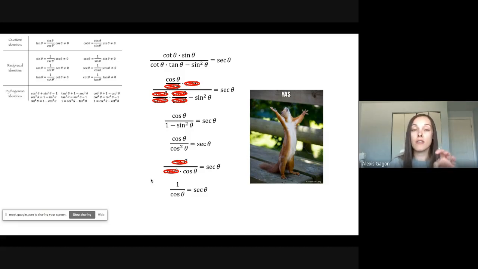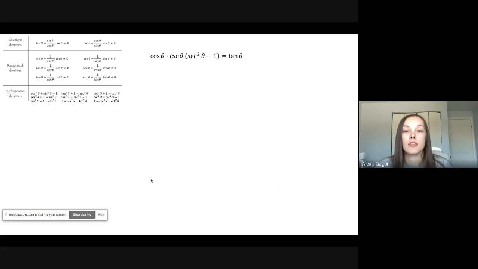I'm going to do 3 more of these because these ones, they're kind of hard. And I just want to make sure we get them. Okay, I'm assuming we're okay.